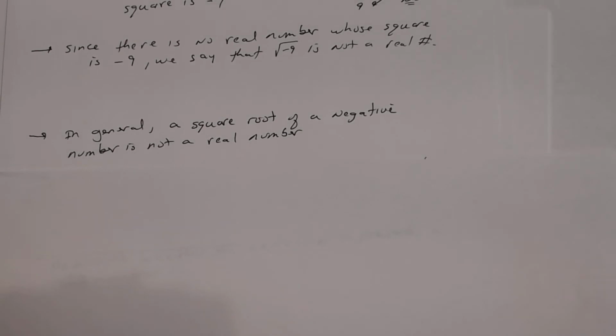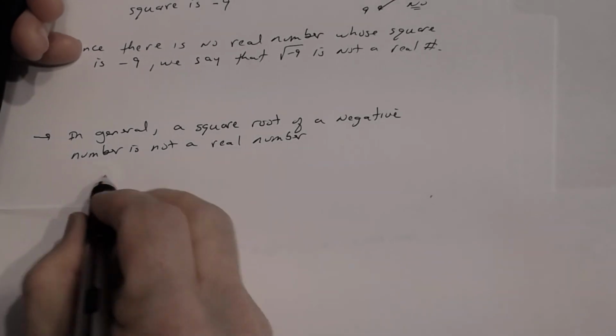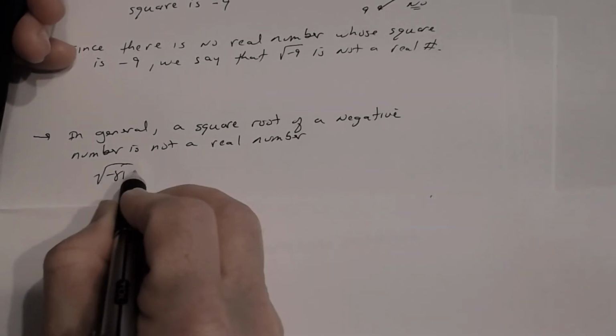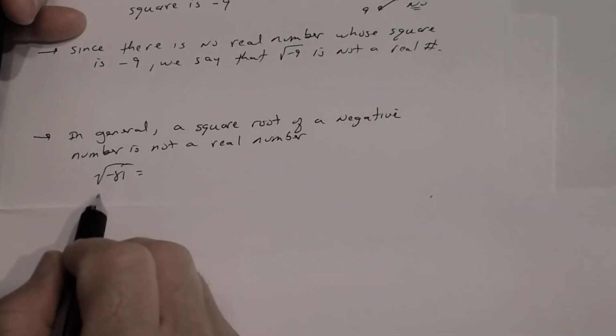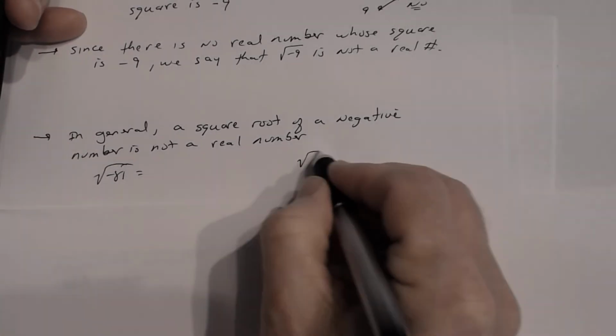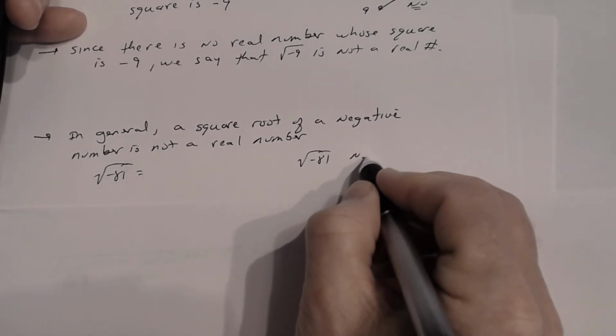Now, the other way I want you to think about this: suppose you use your calculator with the square root of negative 81. Is the square root of negative 81 a real number or not a real number? The square root of negative 81 is not a real number, right?